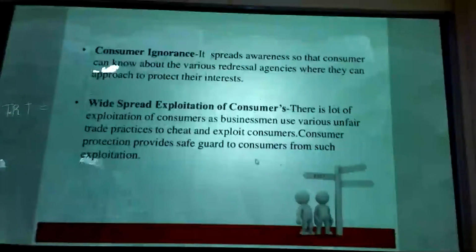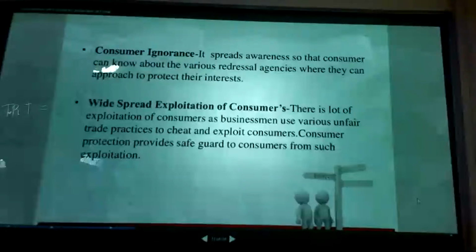The consumer approaches various redressal agencies to protect their interest. Ultimately, consumers raise their voice against unethical issues. Suppose a manufacturer delivers a defective product; generally we go to the police station. That is completely not the right way to approach these unethical aspects.